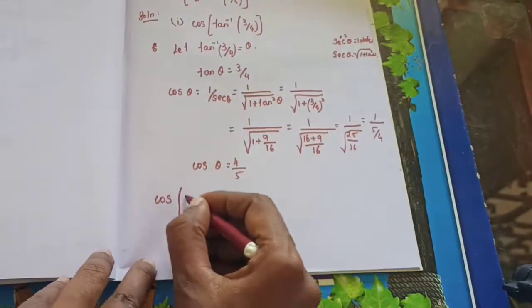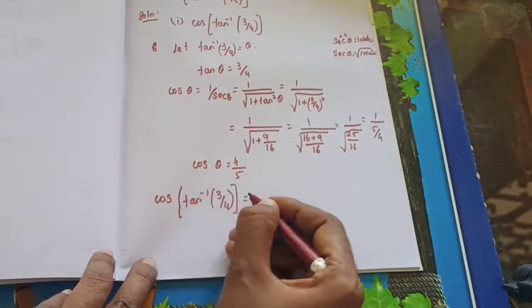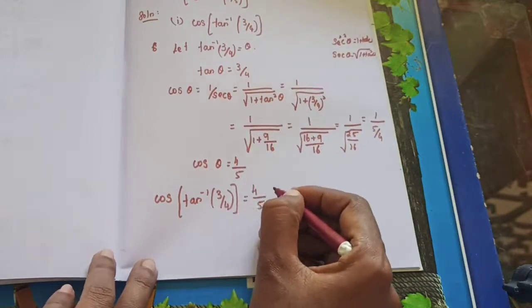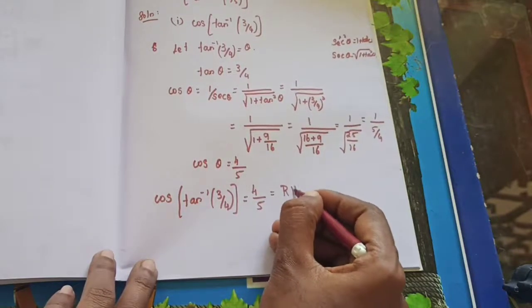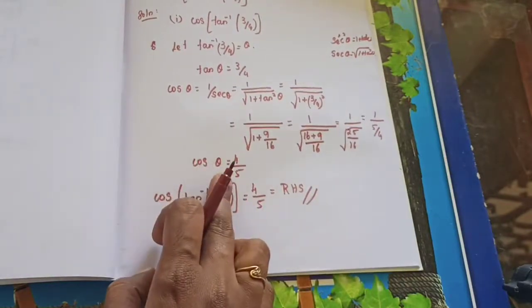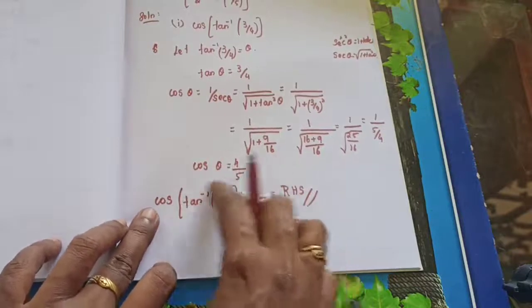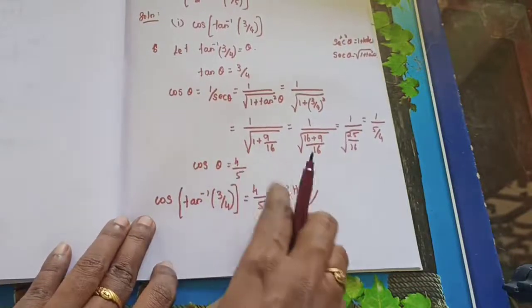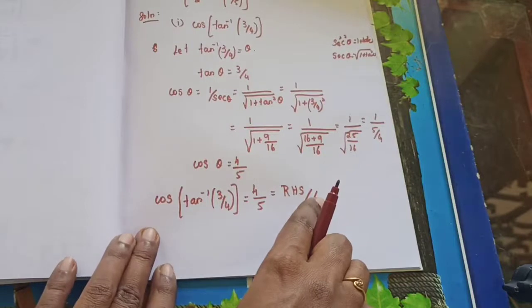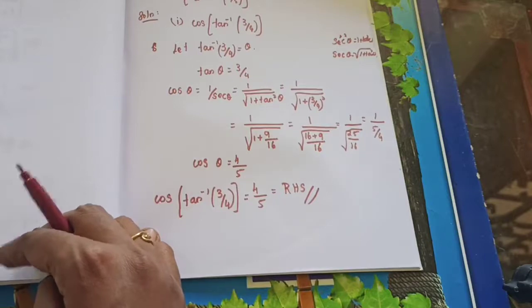Now take down: cos of tan inverse of 3 by 4 is equal to 4 by 5. So that is the RHS. Understand, students? Cos of tan inverse, this one you have considered as theta, is it right? So cos theta equals 4 by 5. So that's equal to the RHS. All of you got it? Okay, let's move to the next question.